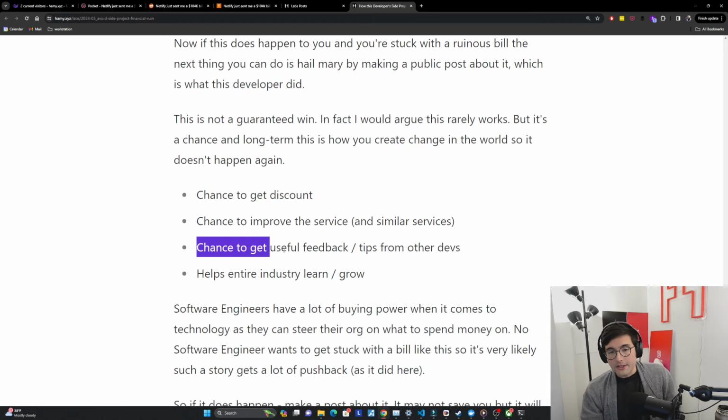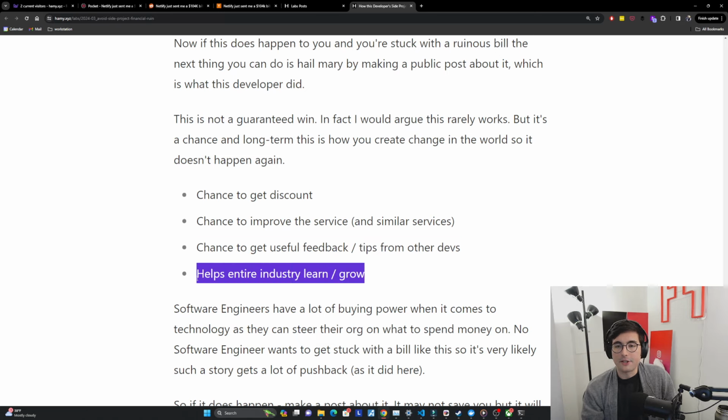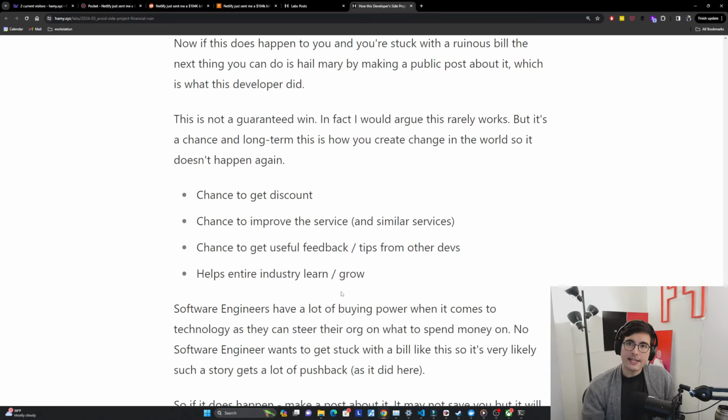The next one is you get useful feedback and tips from other devs on how they're preventing this stuff. So again, it doesn't happen to you, it doesn't happen to others, etc. And largely it just helps the entire industry to learn and grow from this so that more people aren't in this terrible situation.